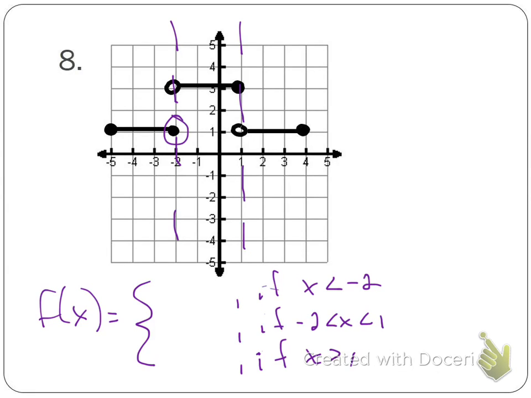Well, we have a closed circle at -2 in this first part. So I'm going to put an equal sign under the less than. A closed circle at 1 in the middle part, so it must be equal to here. And then that leaves the last inequality is not equal to. Okay? And then we're just going to write the function, right?